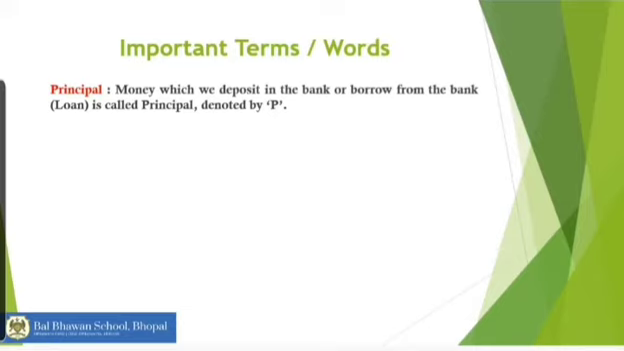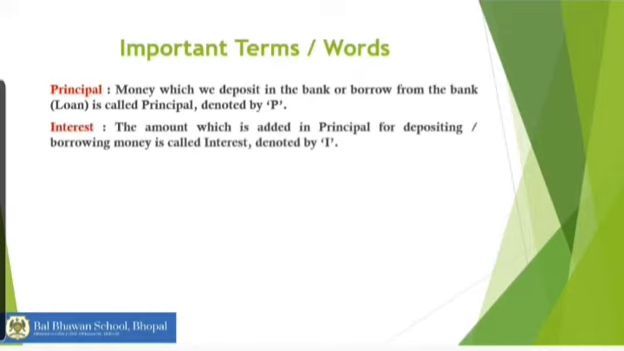Many a time you have seen that your parents visit the banks and deposit money. So the sum which they deposit is the principal amount. Second comes the interest. The amount which is added to the principal for depositing or borrowing money is called interest, and it is denoted by capital I. When the principal is deposited, later when we take it out, we get some extra money, and that extra money is the interest.